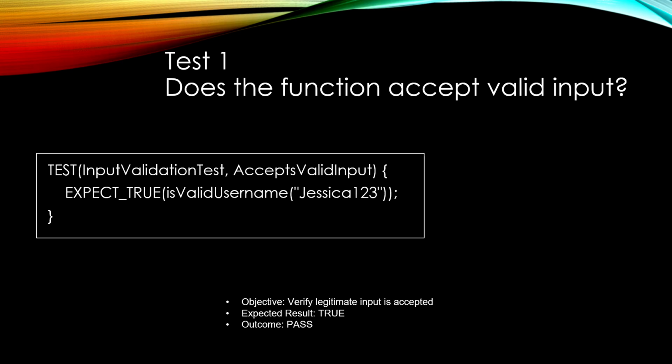This first test checks whether the function accepts valid input. Here, I'm using the username Jessica123, which only contains letters and numbers, so it does meet the validation requirements. The expectation is that the function returns true since there's nothing unsafe about this input. This test matters because security controls shouldn't interfere with normal user behavior. If input validation is too strict, it can create usability problems or break legitimate functionality. Since the test passed, it confirms that the function allows safe input while still enforcing validation rules.